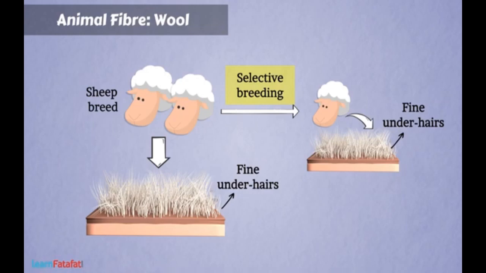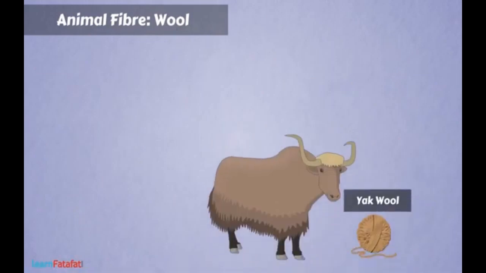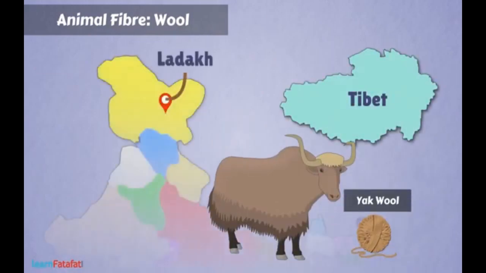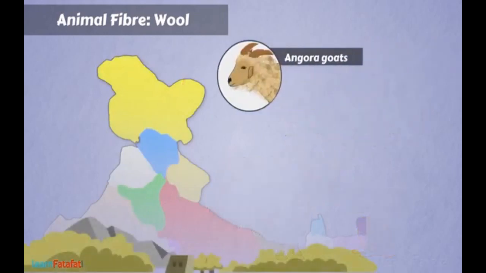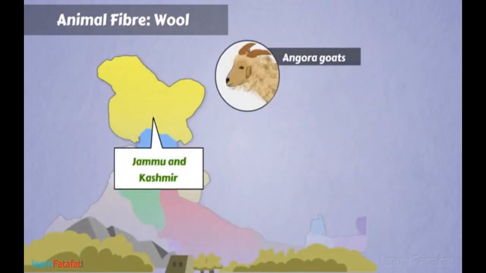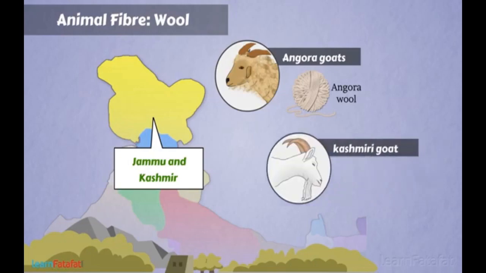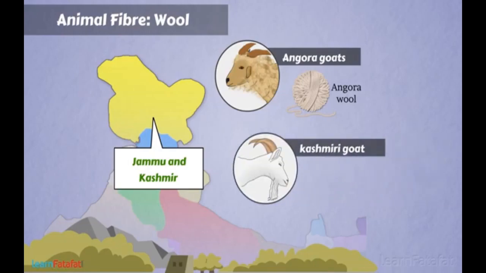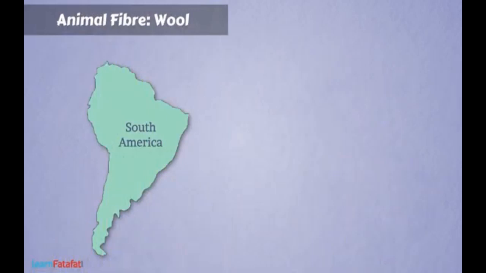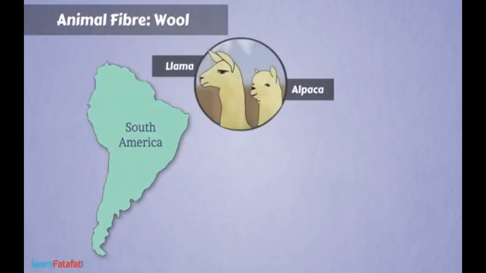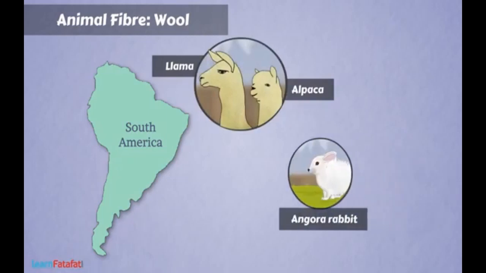There are other animals too which provide wool. For example, yak wool is popular in Tibet and Ladakh. Angora goats found in hilly regions like Jammu and Kashmir provide Angora wool. Wool is also obtained from the hairs of goats. The underhairs of Kashmiri goats are very soft. These are used to make fine shawls called pashmina shawls. In South America, animals such as llama and alpaca provide wool. Angora rabbit also provides wool.